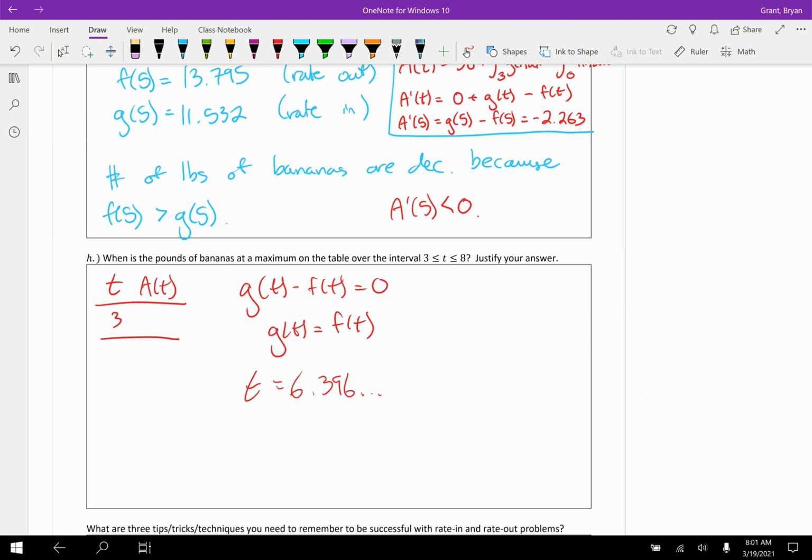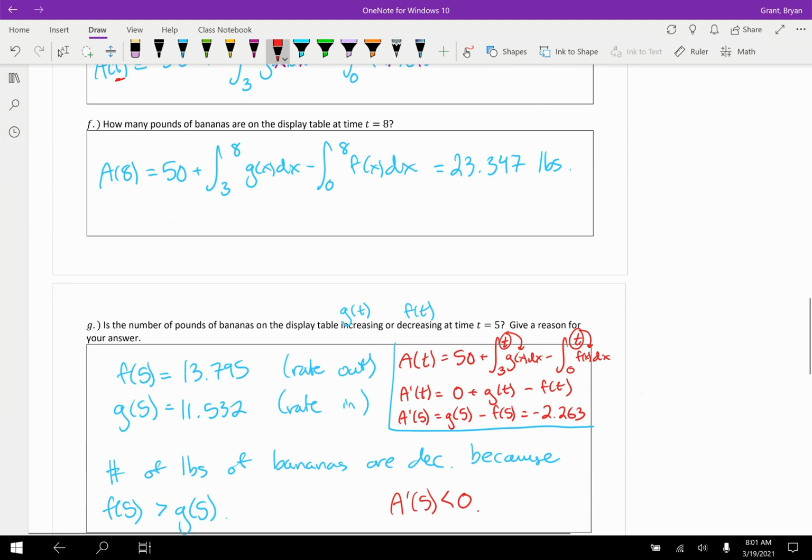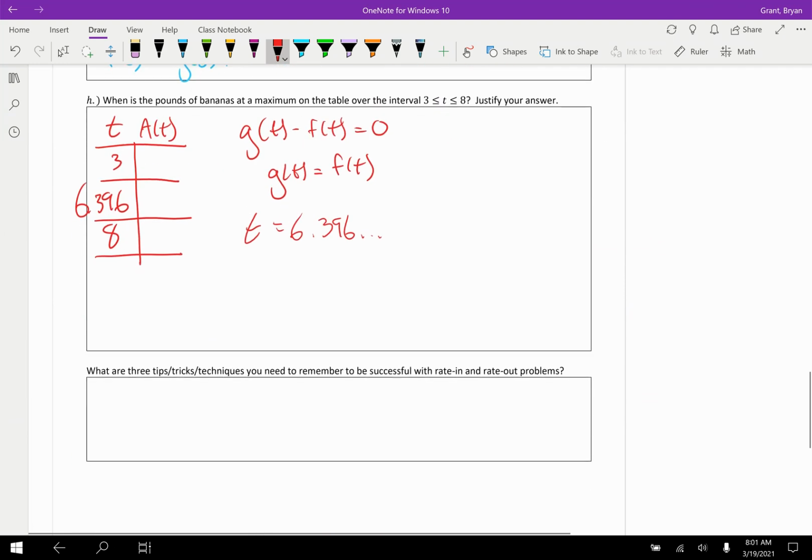Option 1 is, I'm going to redraw this quickly. There we go, 6.396, and the other one was 8. Option 1 is you can find the amount of bananas on the table at all three of these. I mean, you have the equation up here. You can use your calculator. It's not too bad.